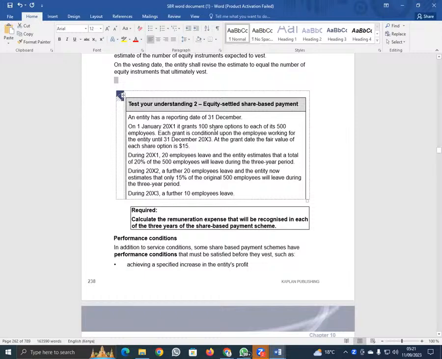Remember, we are told that on 1st January 2021 it grants these guys 100 shares for each of its 500 employees. Each grant is conditional upon the employee working for the entity until 31st December 2023. So we're looking at these guys working for us for the whole of 21, the whole of 22, and then the whole of 23. Those are 3 years. So you must work for us for 3 years for us to give you the company's shares. Here we are looking at longevity of service. We want you to serve us for many years, for 3 years.